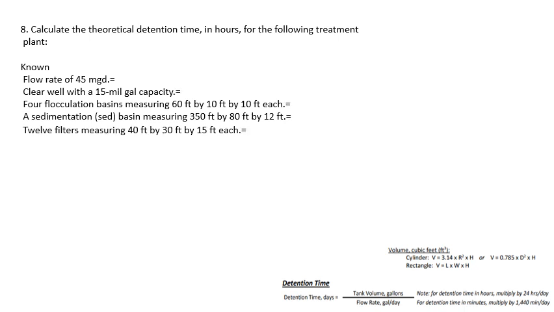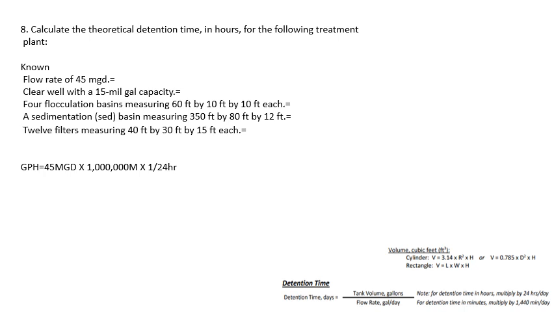So the way this one's written down, it's already given us our knowns. Again, we're going to be looking for detention time. So I'm going to solve this one from top to bottom for each thing: flow rate, clear well, flocculator, sedimentation, and 12 filters.